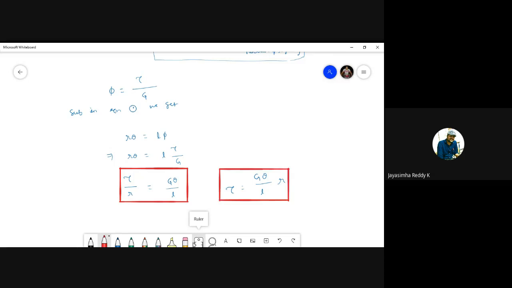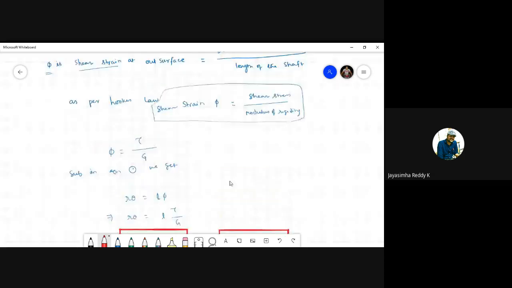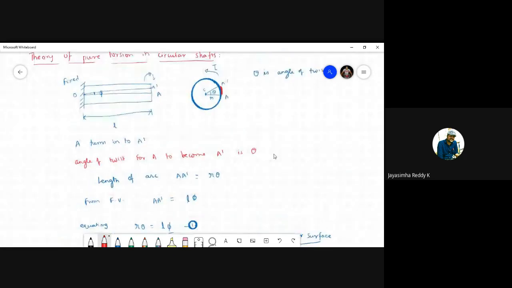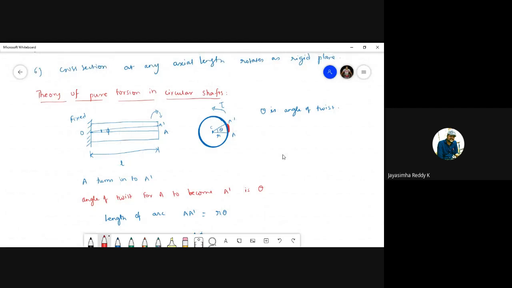Is it clear, students? Any doubts here? This is only half the part, we are just half done. Any doubts, students? If it is okay, we'll move to the other half. All of you please see and let me know if you have any difficulty.